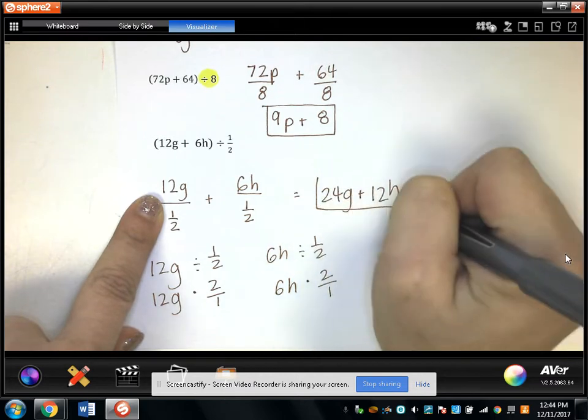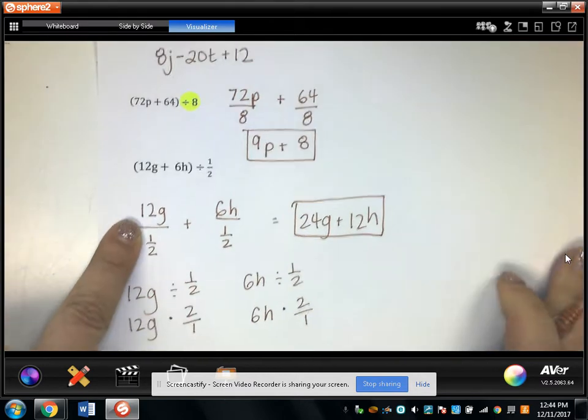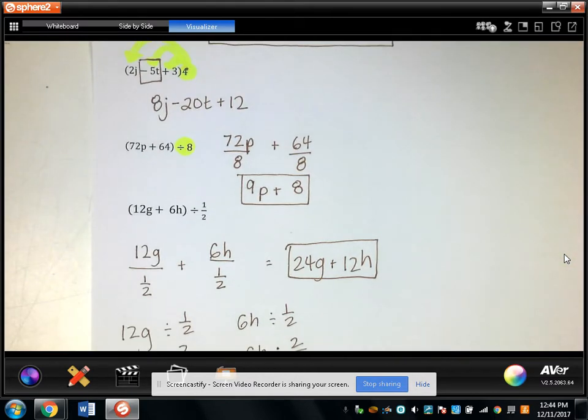And you can check that by using a calculator. All right, I hope this helps. Please see me if you have any other questions.